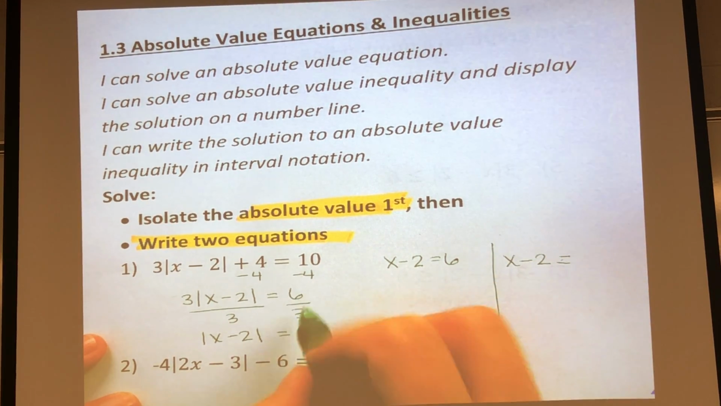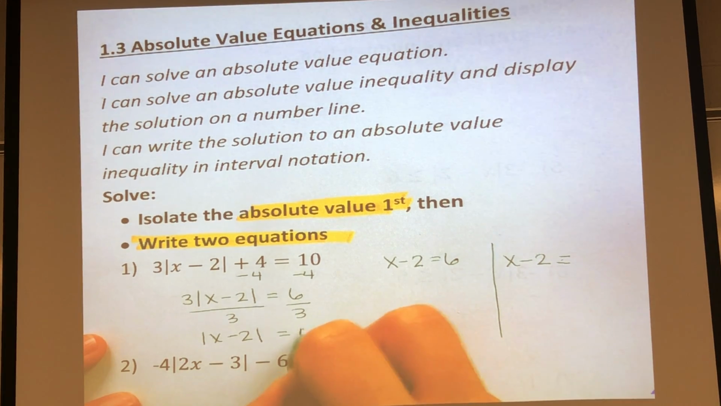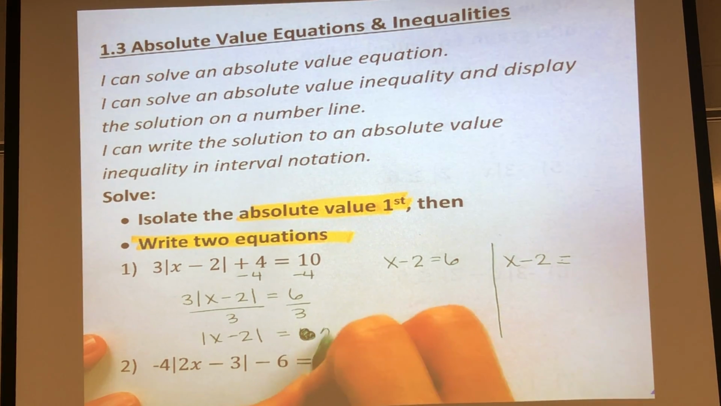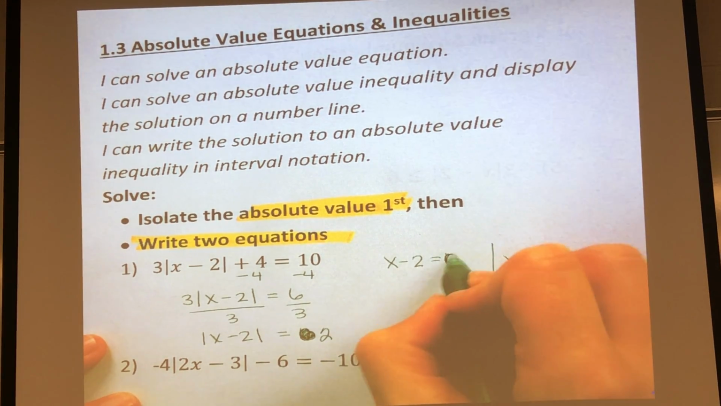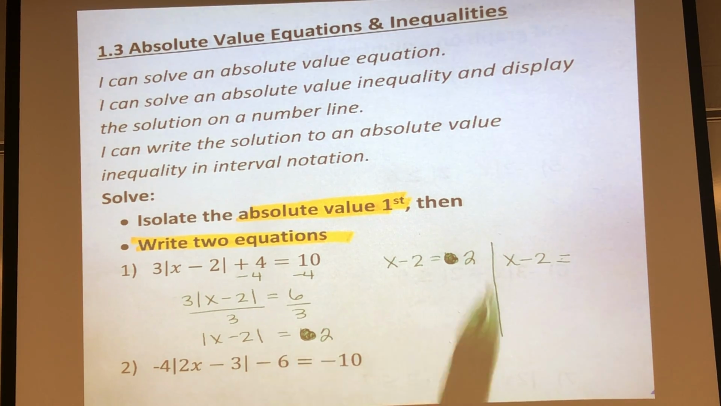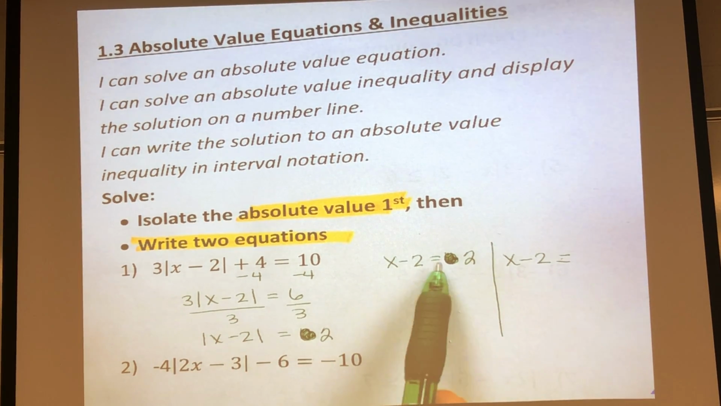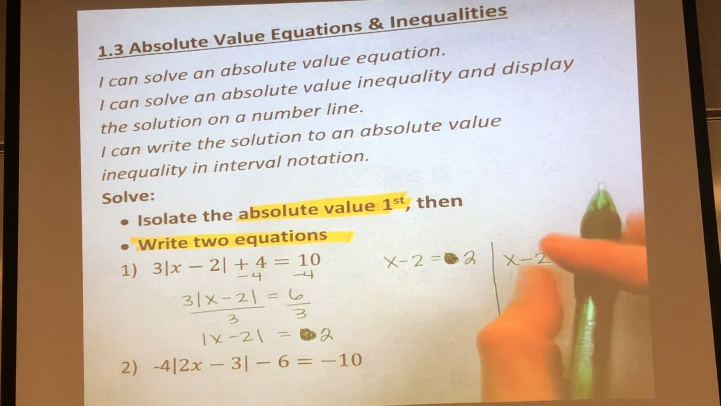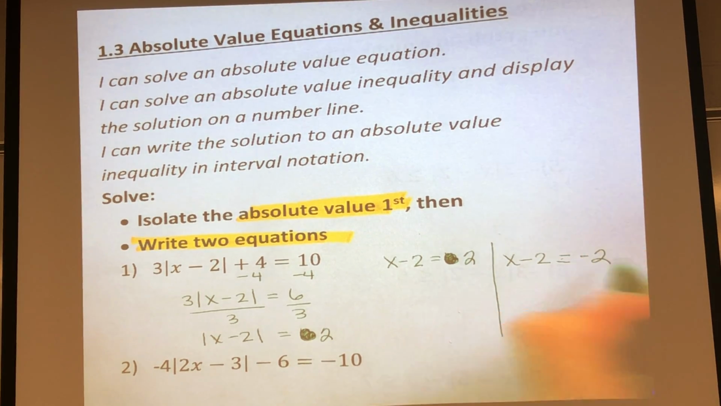my goodness, 6 divided by 3 is not 6. Did you guys catch that? Hopefully you did. That's 2. So this is going to be 2. Good golly. All right, so we have the absolute value of x minus 2 equals 2. So we rewrite it as x minus 2 equals 2, and x minus 2 equals negative 2.